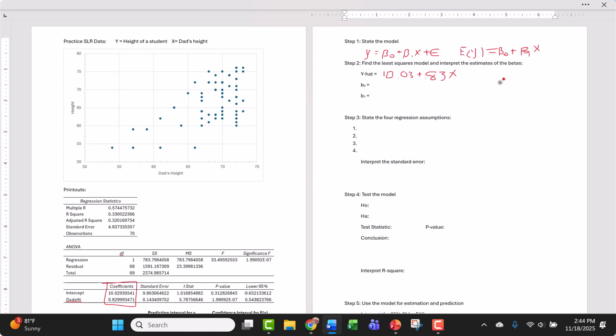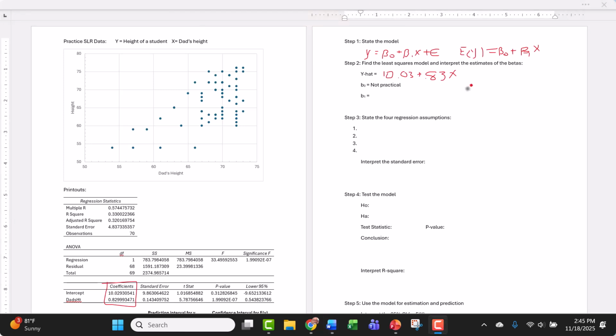Now when we interpret a y-intercept, we always have to ask 2 questions. Is it practical? The way you interpret a y-intercept, it's the value of y when x is equal to 0. So we estimate a student to be 10.03 inches when dad is 0 inches tall. That seems kind of crazy. Well, dad can't be 0 inches tall. That's nuts. So that's not a practical interpretation.